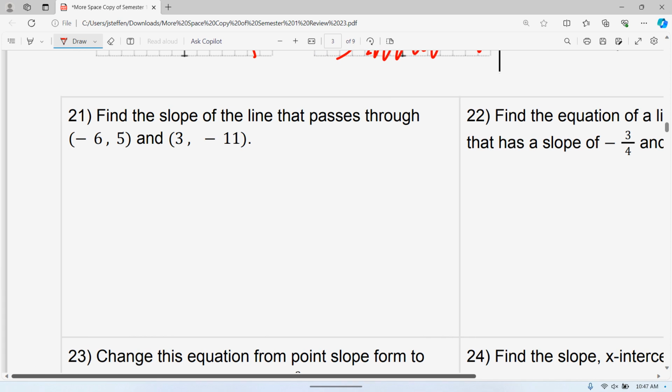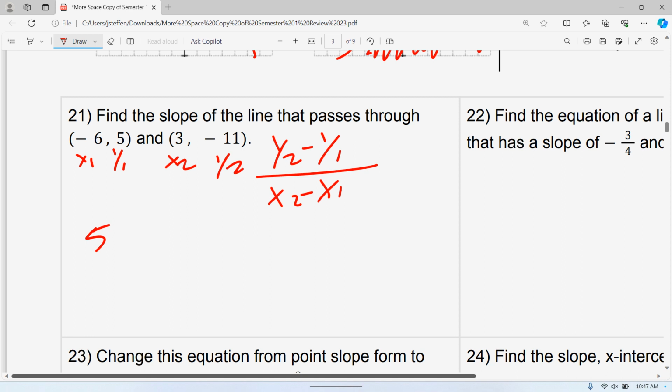Find the slope of the line. You'll have this on your formula sheet: y2 minus y1 over x2 minus x1. So this is x1, y1, and x2, y2. So it's going to be 5 minus -11 over 3 minus.